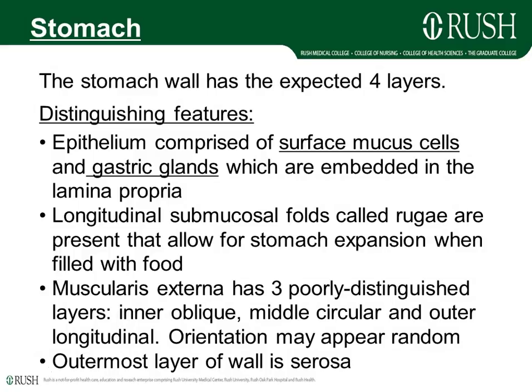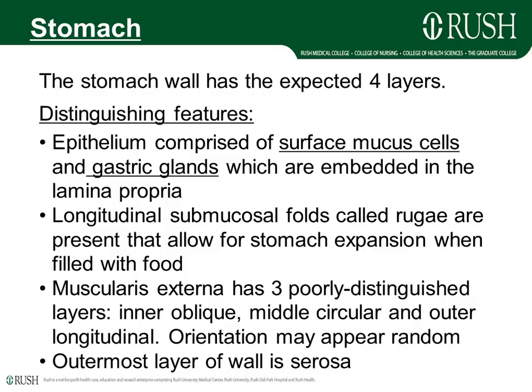The stomach wall has the four expected layers, just as the rest of the GI tract does. But what are its distinguishing features? So the epithelium is comprised of surface mucus cells and gastric glands, which are embedded in that lamina propria layer of the mucosa. There are longitudinal submucosal folds called rugae that are present in the stomach and allow for expansion when the stomach is filled with food.